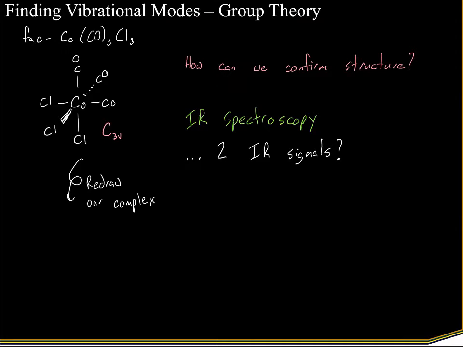So we want to get back in the habit of assigning our point groups. And so I'm going to draw my molecule again as if I'm looking straight down that principal rotation axis. It'll make our life a little bit easier for this next step here. So I have my cobalt.